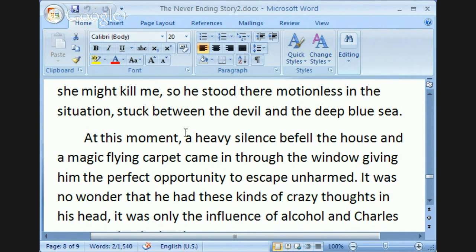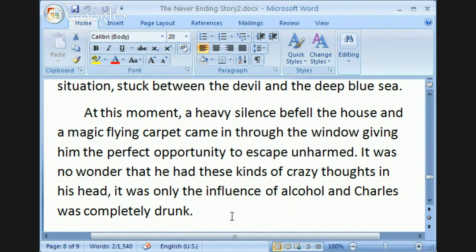At this moment, a heavy silence befell the house, and a magic flying carpet coming through the window, giving him the perfect opportunity to escape unharmed. It was no wonder that he had this kind of crazy thoughts in his head. It was only the influence of alcohol, and Charles was completely drunk.